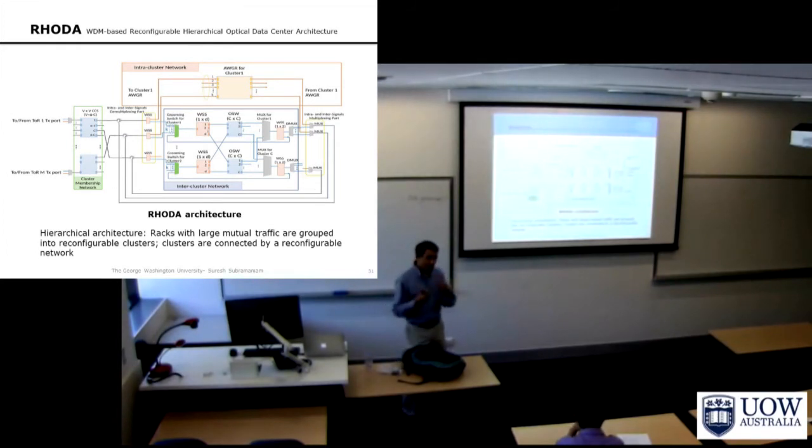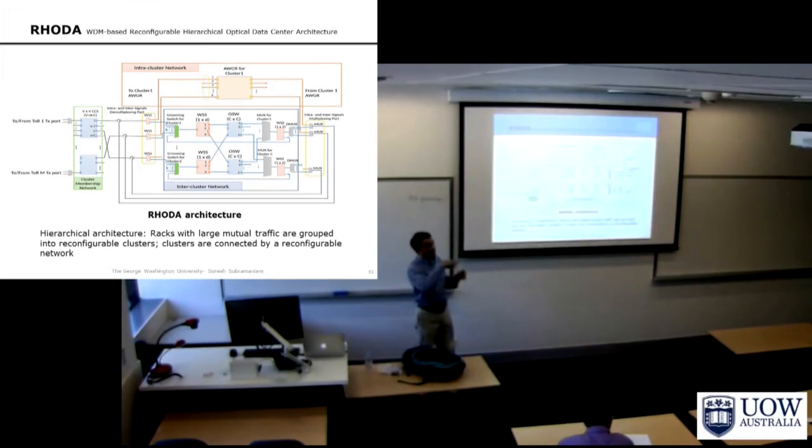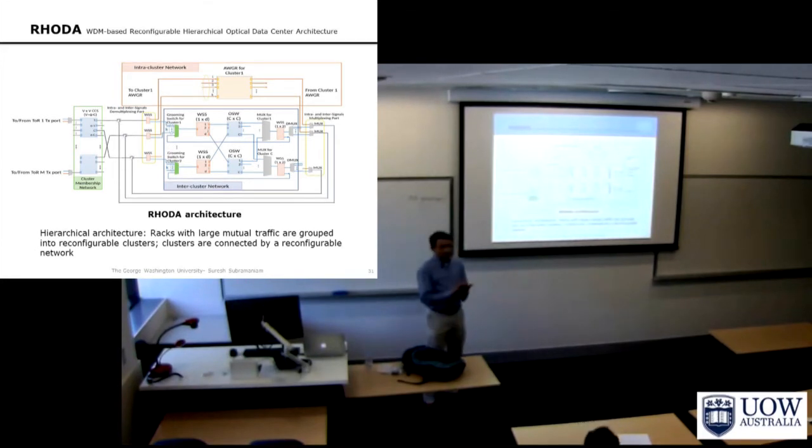So the idea is, if I can group these racks with high mutual traffic together as clusters, then I provide a high bandwidth network within each of those clusters, and yet provide some kind of connectivity, a lower amount of connectivity, between those clusters. This is desirable because now I'm allowing for the reconfiguration of clusters and also the reconfiguration of the topology that connects these clusters. So this architecture has all of these elements. Let's see how this works.